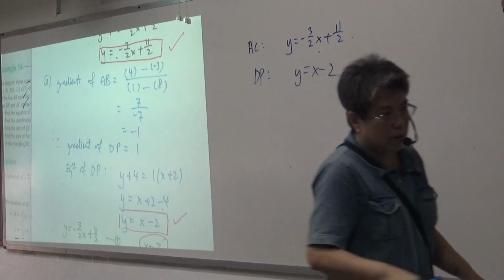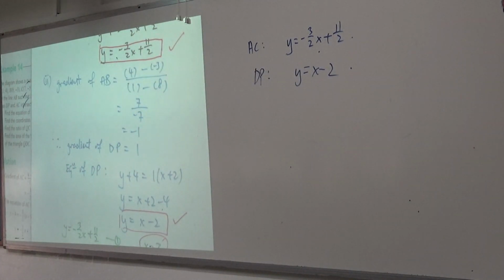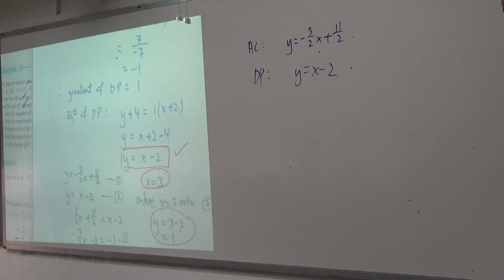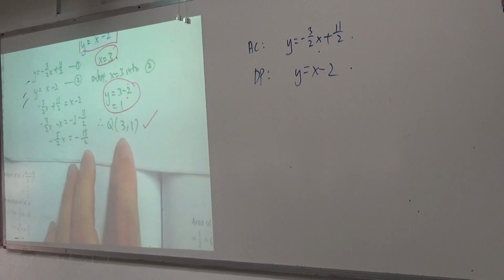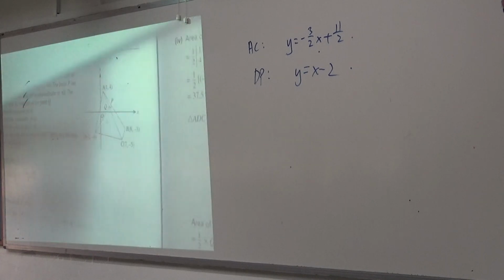Am I right? Okay, I'm going to solve. Then you get Q is what? 3, 1. Everybody clear? 3, 1. But you must do it step by step. You cannot anyhow do. Understand? So Q is 3, 1.